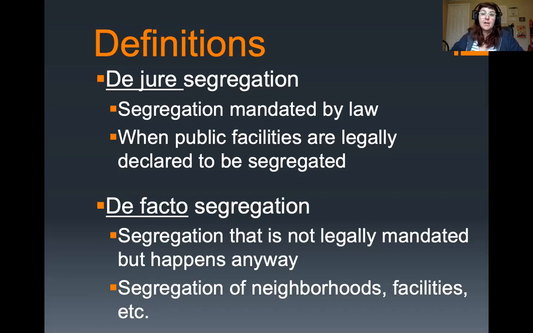So what we're mostly talking about when we talk about the civil rights movements during the 1960s is fighting against de jure segregation, right? And trying to end those laws that made segregation possible. And the continuing fight since the 1960s has been working on ending de facto segregation, which is unfortunately still very prevalent.